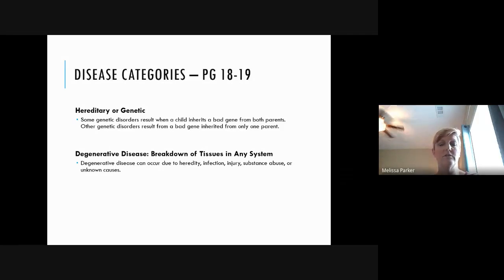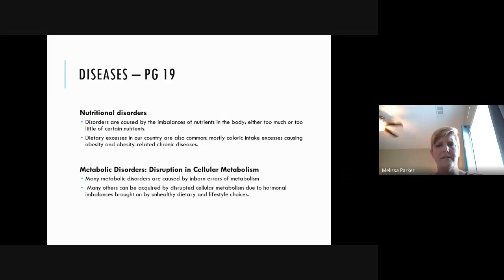So degenerative disease of the knee or back from injury or overuse or just wearing out. There's also a disease called Tay-Sachs. It's a rare inherited neuromuscular disorder. It lacks an enzyme, and the gene is inherited from both parents. So that's an example. Causes neurologic degenerative issues. Okay, so nutritional disorders.